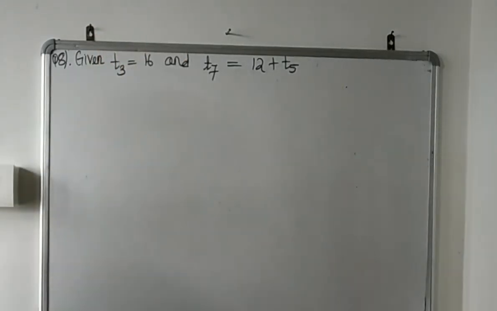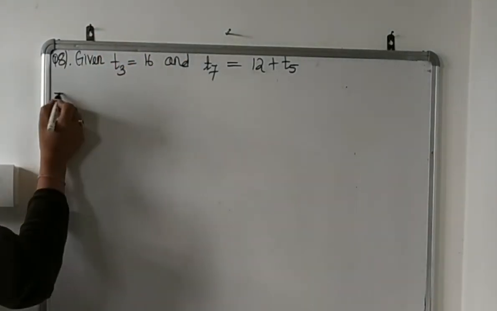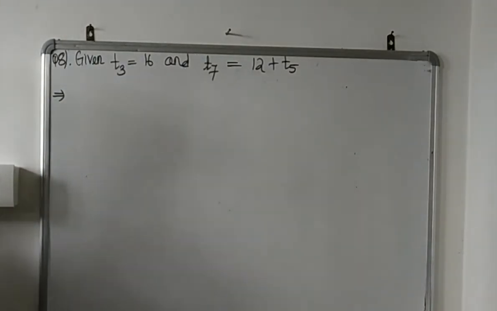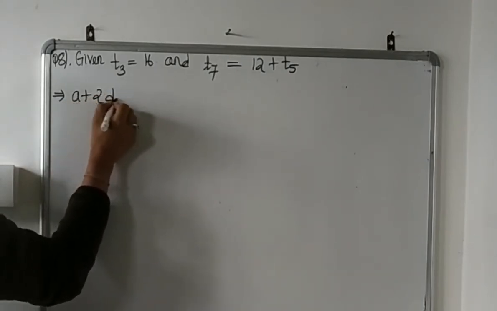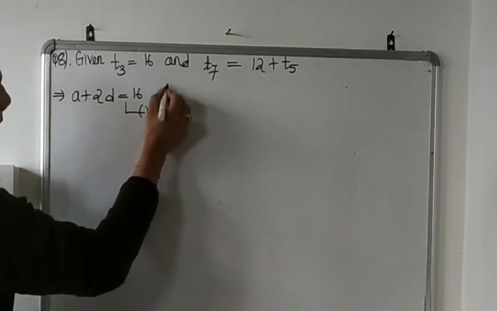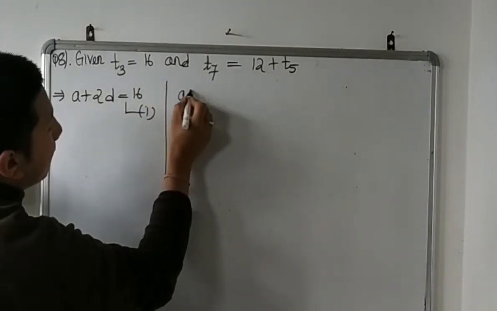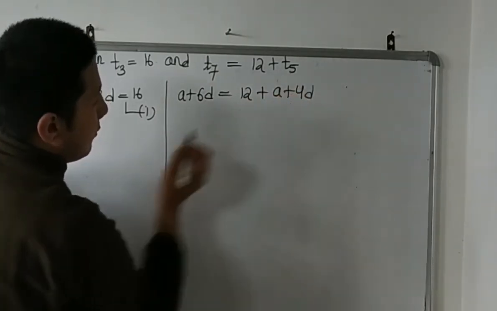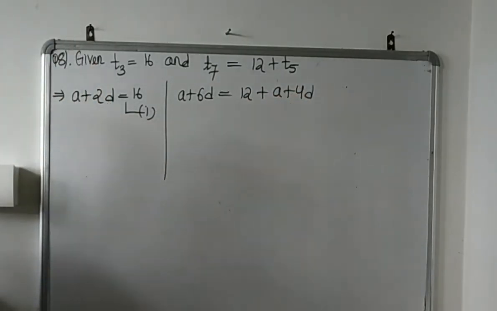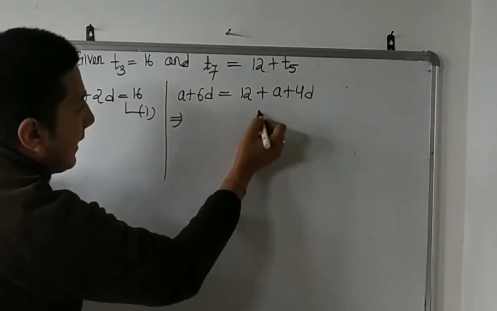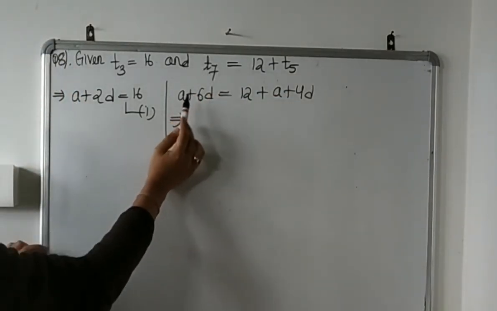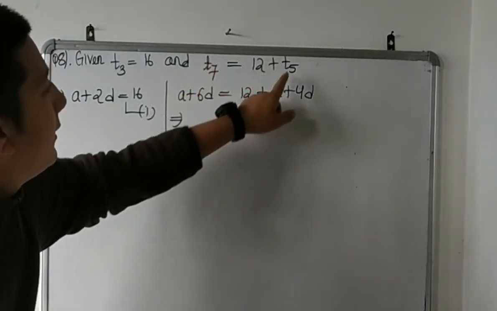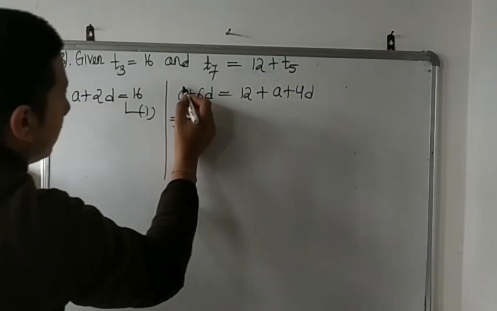So quickly let us make two equations. T3 equals 16. T3 means A plus 3 minus 1 into D, which means A plus 2D is equal to 16, equation number 1. T7, A plus 6D, is equal to 12 plus T5, A plus 4D. Keep equation number 1 as it is. Out here you can see A and A get cancelled out. T7 is A plus 7 minus 1, so A plus 6D. T5 means A plus 4D. Cancel this A and A.